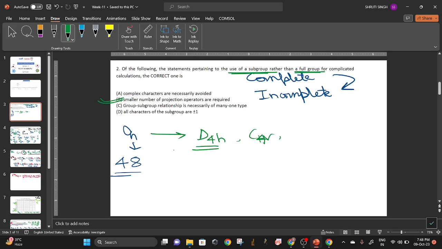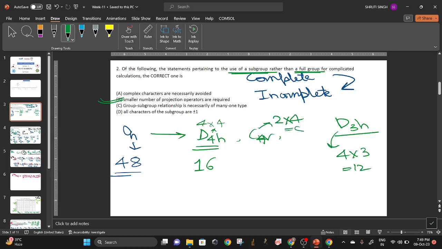Now what is the order for D4H? 16. So for D groups, you need to multiply n with 4. Suppose I am saying D3H, what is the order? You multiply 3 with 4, so it will be 12. For C groups, you need to multiply n with 2. So for C4V, the order is 8.